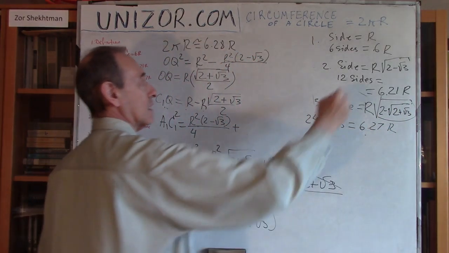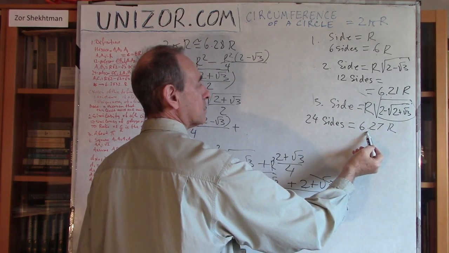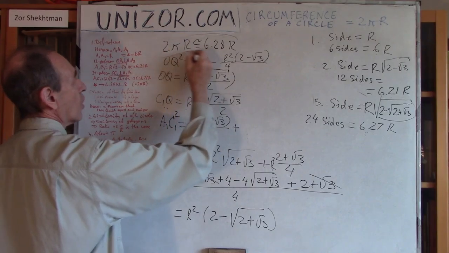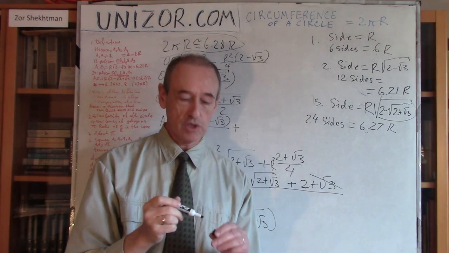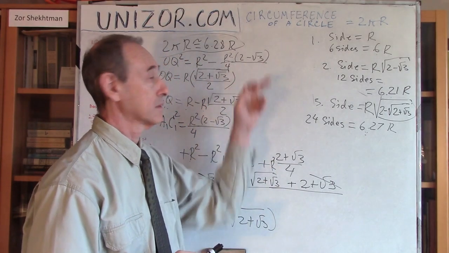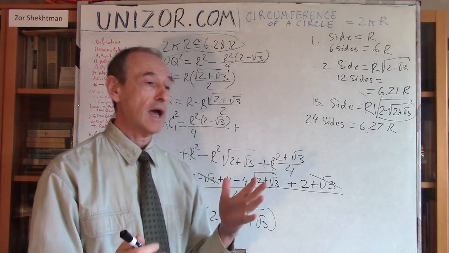You see, first approximation 6, second approximation 6.21, third approximation 6.27, and remember, we still have to go something like this. So it looks like it does actually approach our 2 pi thing. So it looks like we are correct. Okay, now let's go back.